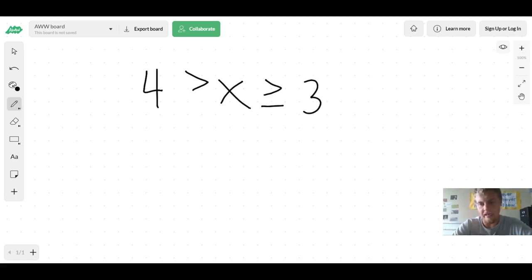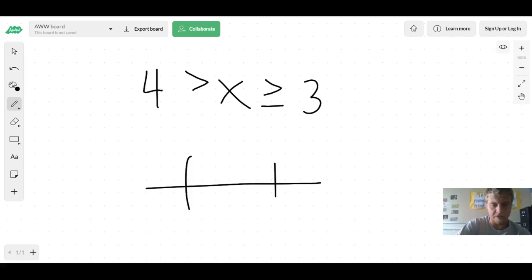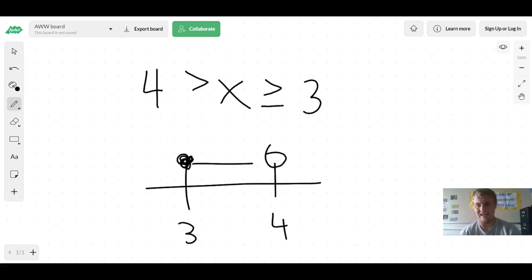Let's say we got an answer to our problem, and our answer is 4 is greater than x, which is greater than negative 3. Well, we know what the graph of this thing would look like. The graph of this thing would be 3, and then 4, solid dot, because it's equal to, open dot right here, and it'd be something like that. And this is a lot of writing. So there's a faster way of writing this.